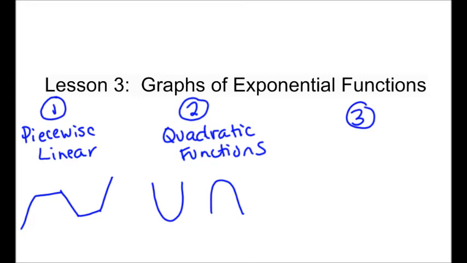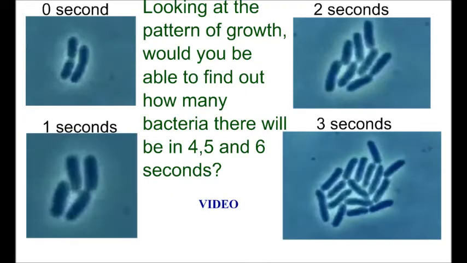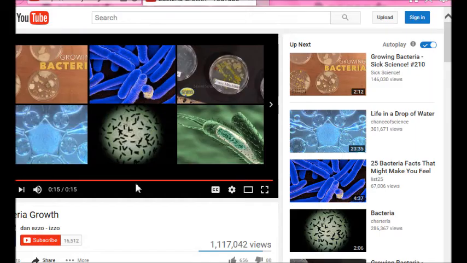Today we're going to look at exponential, but we are not sure what that's going to look like yet. So let's go ahead and take a preview of that now. Again, we're going to watch a quick little video looking at the pattern growth of bacteria. These are just some quick screenshots that will help you out in a second, but let's look at the video.